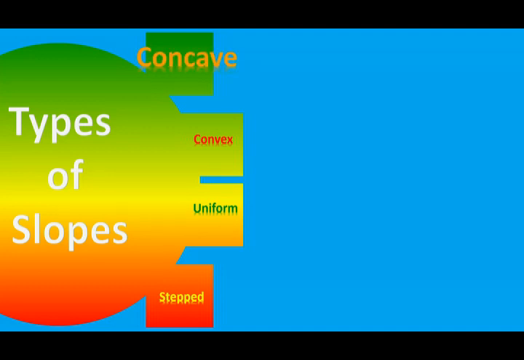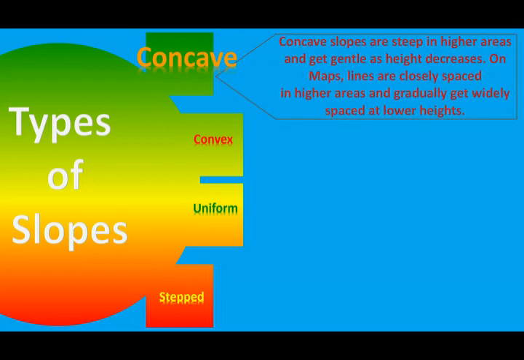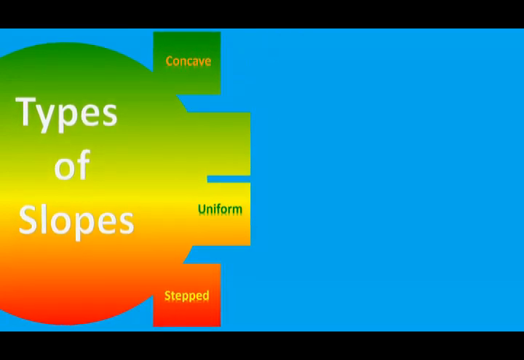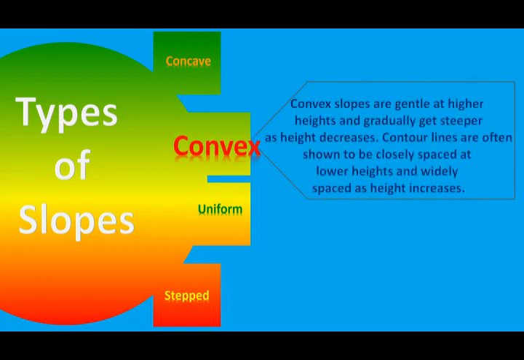Now, concave slopes are steep in the higher areas and get gentle as height decreases. On a typical topographical map, lines are usually closely spaced in the higher areas and gradually get widely spaced at the lower heights. Convex slopes are gentle at higher heights and gradually get steeper as height decreases.